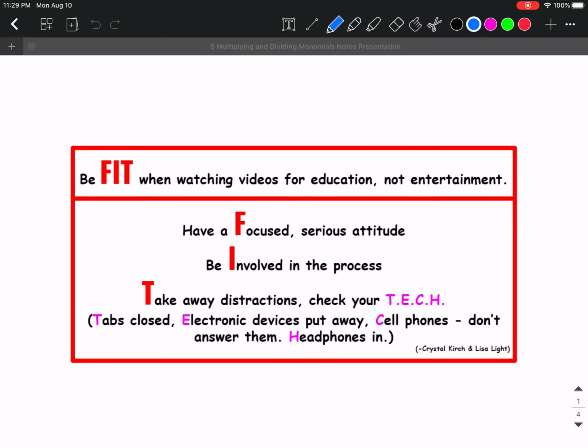Hi guys, it's Mrs. Williams, and today we're going to learn about multiplying and dividing by monomials.